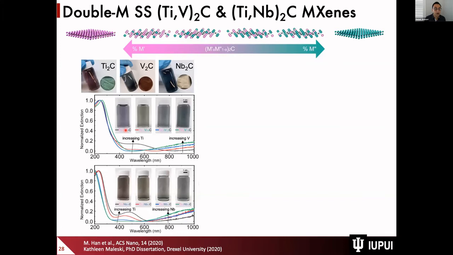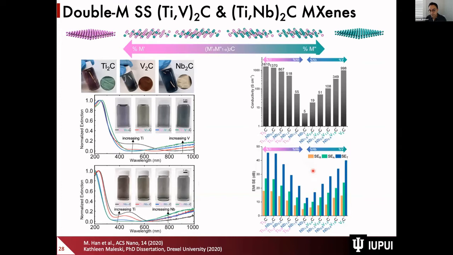But because we see changes in optical properties, as well as electronic conductivity measurements, or even electromagnetic interference shielding behavior, we believe that it corresponds to the MXene as well. We see a whole change of optical properties going from Ti2C that has this brownish red to vanadium with this green color or niobium with the blue color. And we go across the full spectrum and change the conductivity as well.